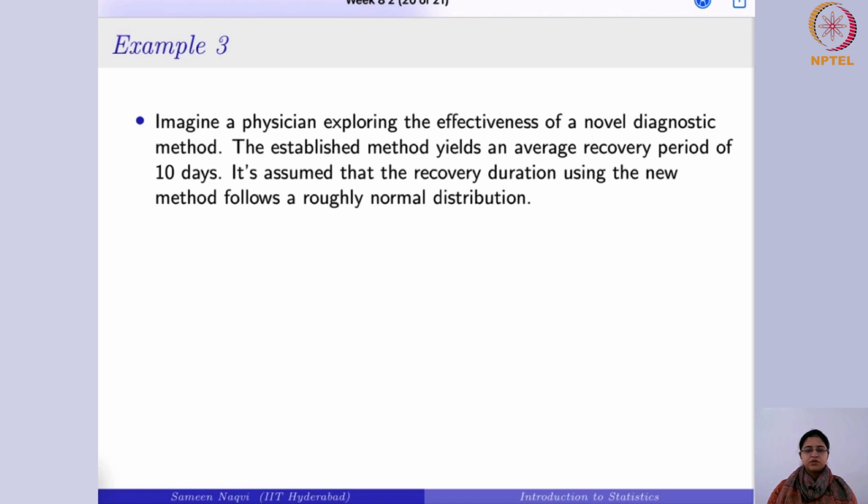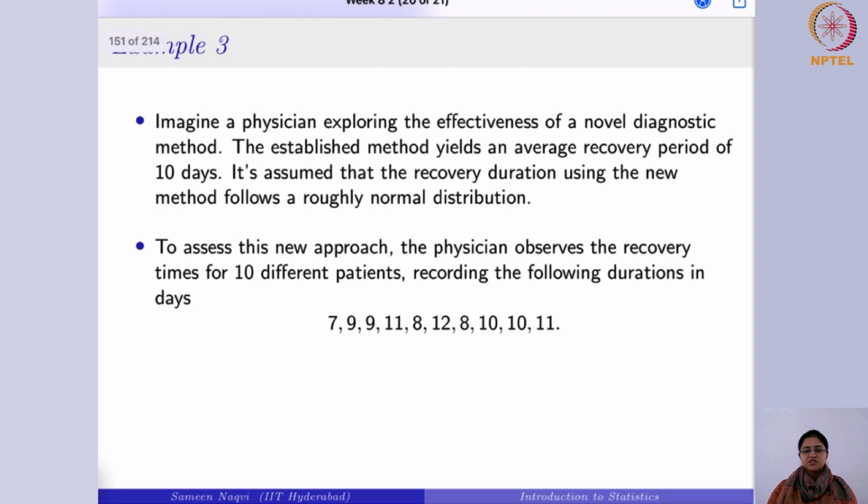In this example, suppose a physician is exploring the effectiveness of a novel diagnostic method, and the established method yields an average recovery period of 10 days. That is the old method. It's assumed that the recovery duration using the new method follows roughly a normal distribution. To assess this new approach, the physician observes the recovery times for 10 different patients and records their durations in number of days as follows.